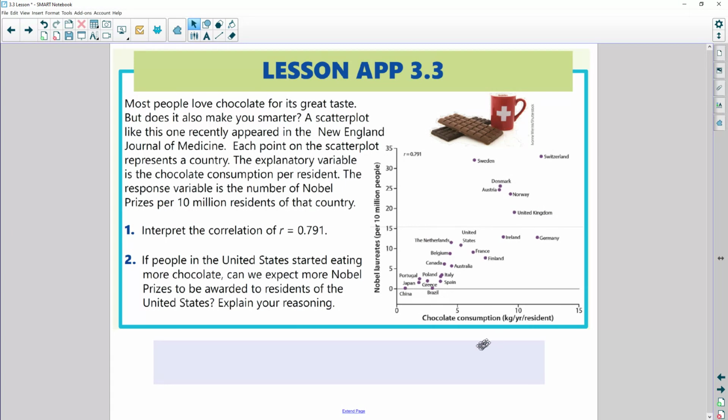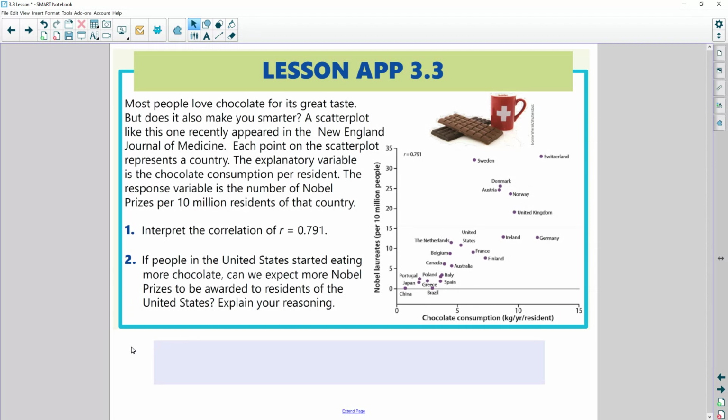Chocolate consumption. Our explanatory variable is chocolate consumption, okay? And the Nobel laureates in these countries. So if the United States wants to have more Nobel laureates, we've got to start eating more chocolate, right? Okay? Well, the question is, just because we see there's a strong relationship between the chocolate consumption and the number of Nobel laureates in these countries, does that mean that chocolate's the cause of that?